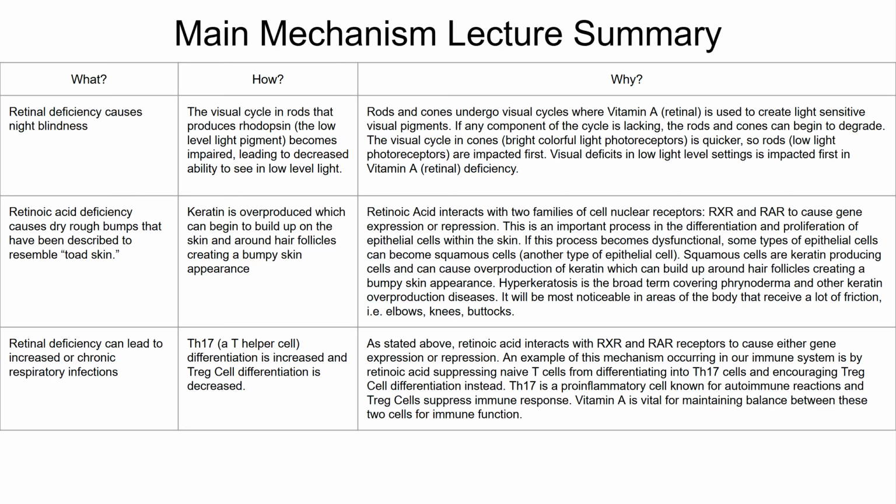The immune system impairments are also related to the genetic expression effects of retinoic acid. Retinoic acid can suppress naive T cells from differentiating into T helper 17 cells and encourage Treg cell differentiation instead. Th17 is a pro inflammatory cell known for autoimmune reactions, and Treg cells suppress immune response. Vitamin A is vital for maintaining balance between these two cells for immune function.